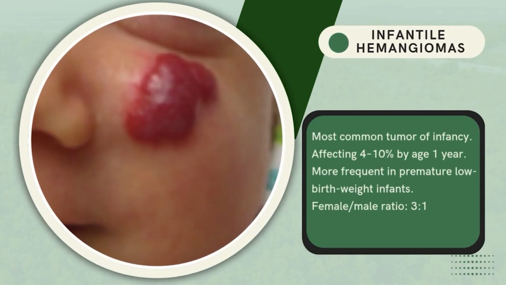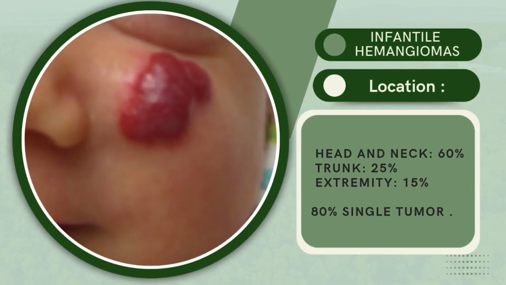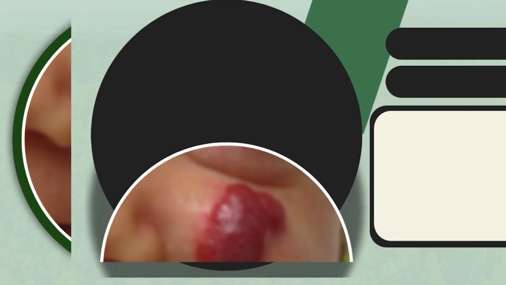Infantile hemangiomas. These are the most common tumors of infancy, affecting 4 to 10% of infants by age 1 year, and are more frequent in premature, low birth weight infants. They are 3 times more common in females than males. Location: head and neck 60%, trunk 25%, extremity 15%. Approximately 80% are single tumors.